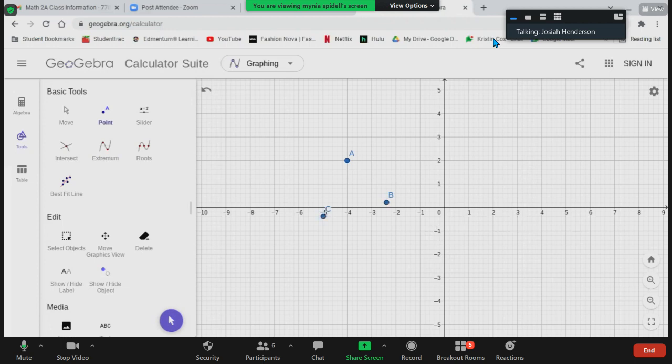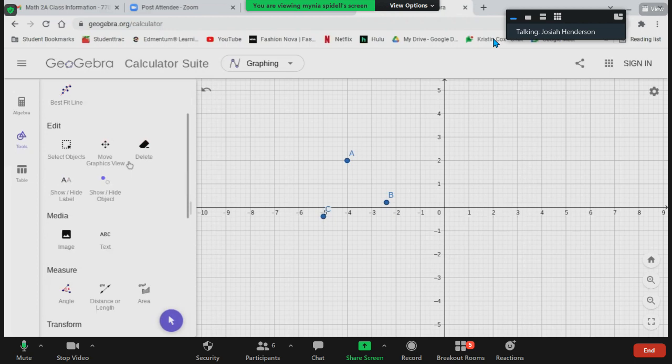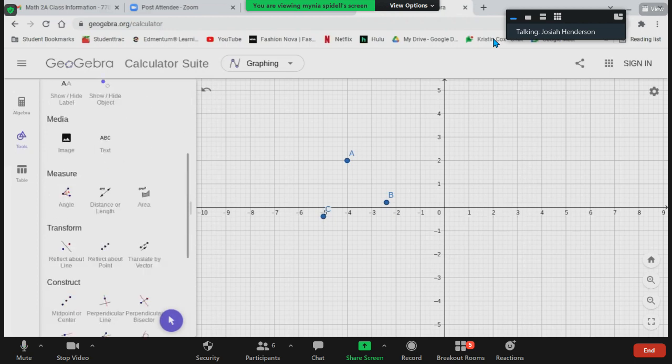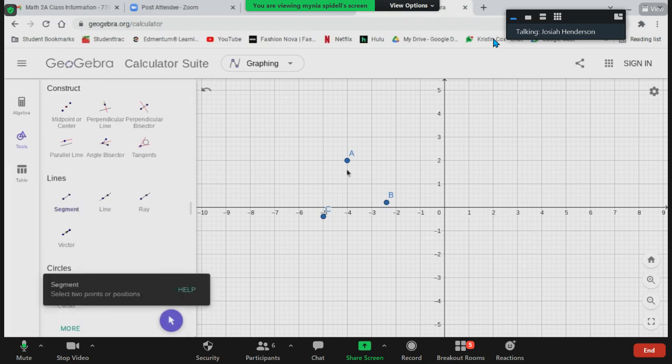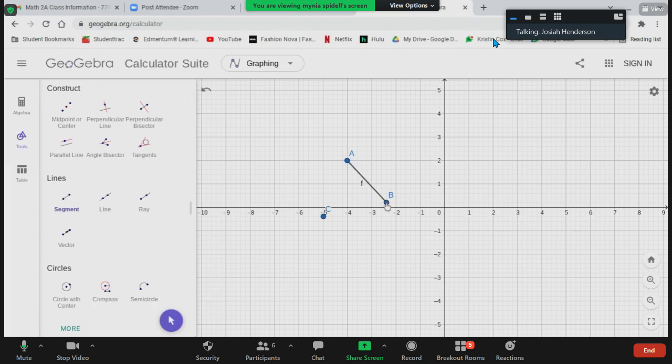Now, on the tools on the left, scroll down. You're going to click on segment, and it's under the line heading. So different kinds of lines, and one of them is segment. You're going to make a segment. Click on those points for me. A to B, B to C, C to A. Sweet.